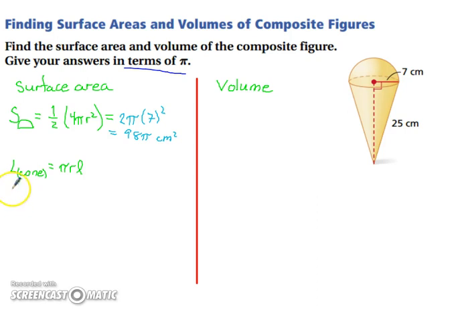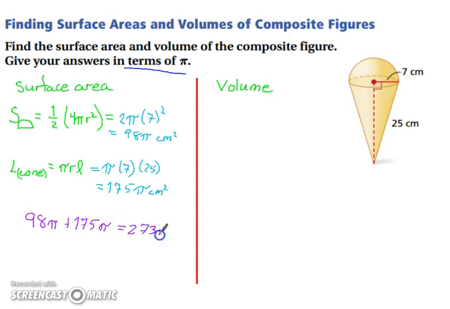Now let's try finding the lateral area of our cone, since we do not need the base because that is covered as well. So the lateral area of our cone is pi r L. We have pi times our radius, which is 7, times our slant height, which is 25. So pi times 7 times 25 is going to give us 175 pi centimeters squared. To figure out our entire surface area, we just need to add these two together. So we have 98 pi plus 175 pi, which is going to give us 273 pi centimeters squared.